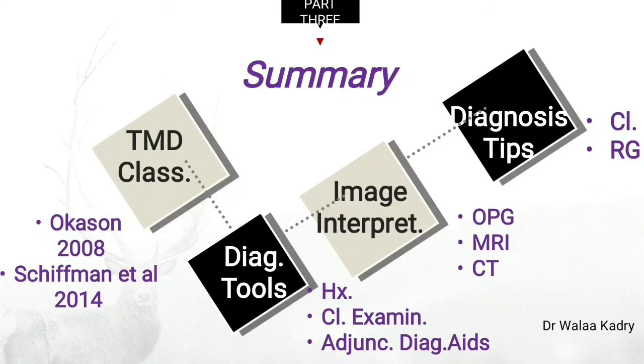To sum up, we discussed temporomandibular classification to know the differential diagnosis, and diagnostic tools, history and clinical examination, which are the main parameters to reach the diagnosis, and diagnostic aids, mainly here the radiographic images, and image interpretation in OPG, orthopantogram, MRI, or CT. Also, we discussed diagnostic tips, clinical and radiographic tips.